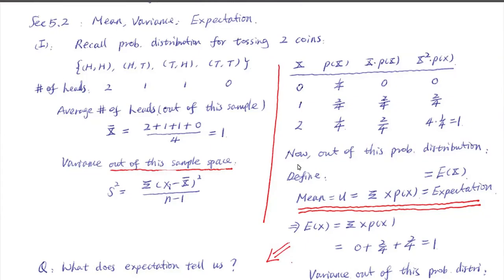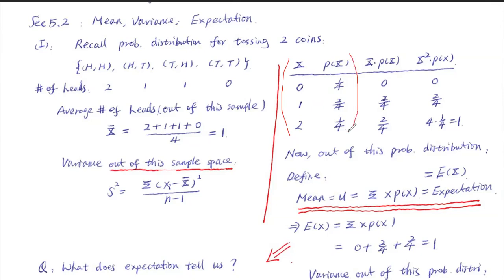Okay, so let's recall an example we have mentioned previously. If we toss two coins, we have the possible outcomes here: head-head, head-tail, tail-head, tail-tail. And if the number of heads, X, is the one we are interested in, then we have 2, 1, 1, 0. Remember, we also have the probability distribution table here. How do we get this table?